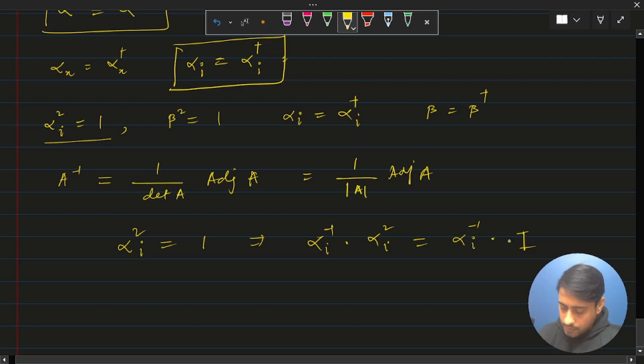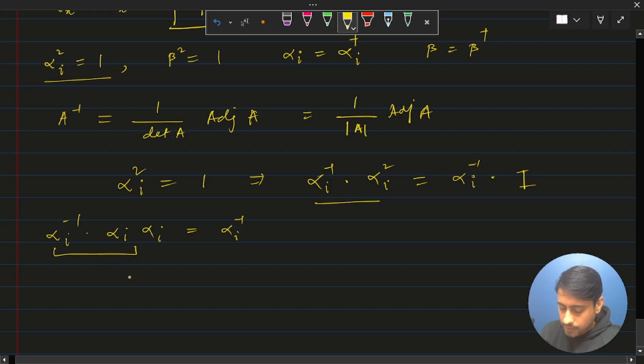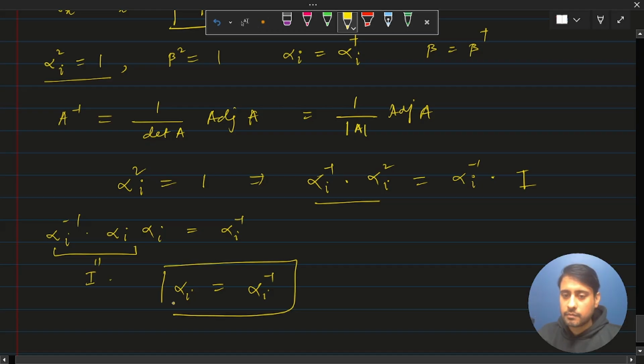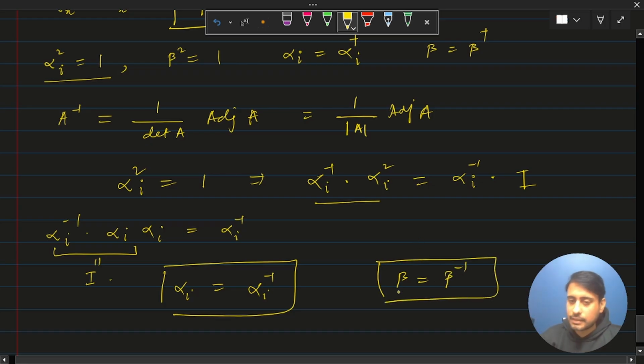Okay, so now this term can be written as alpha I inverse into alpha I equal to alpha I inverse. Now these two terms, the inverse multiplied with the same matrix, will give you the identity matrix, and this identity multiplied with alpha I will give you alpha I is equal to alpha I inverse. So this is one more important expression we have, and similarly you can do it for beta. So beta is also equal to beta inverse. So now we also have two more things in our list.